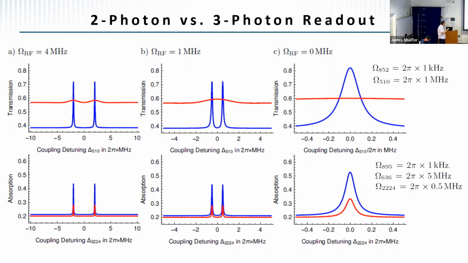And you can see here that, of course, with this three photon, we get much narrower features and we can resolve much narrower splittings. The bottom here shows a comparison between blue, which is the zero temperature or Doppler-free case, and the case for the three photon approach.